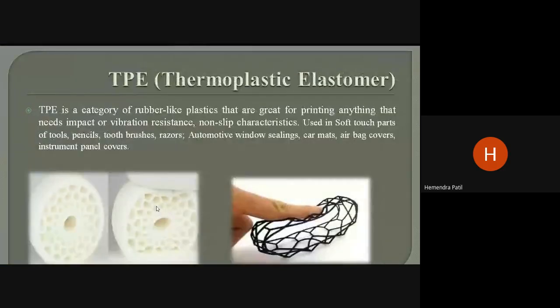The next material here is TPE, thermoplastic elastomer. TPE is a category of rubber-like plastic that is great for printing anything that needs impact or vibration resistance. It is used in soft touch parts of tools, pencils, toothbrushes, and razors. Automotive window sealings are made from TPE or TPU, and car mats, airbag covers, and instrument panel covers are made from TPE because of its rubberiness, I will say.